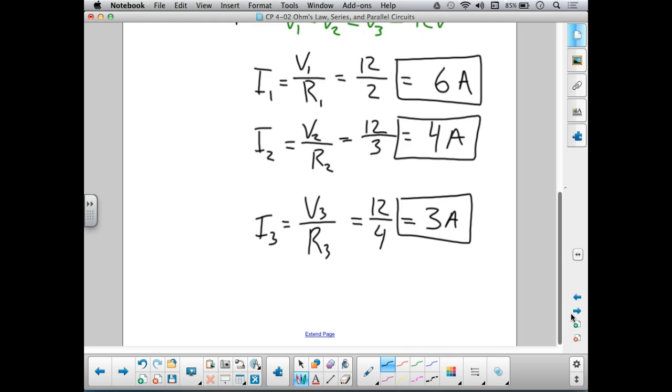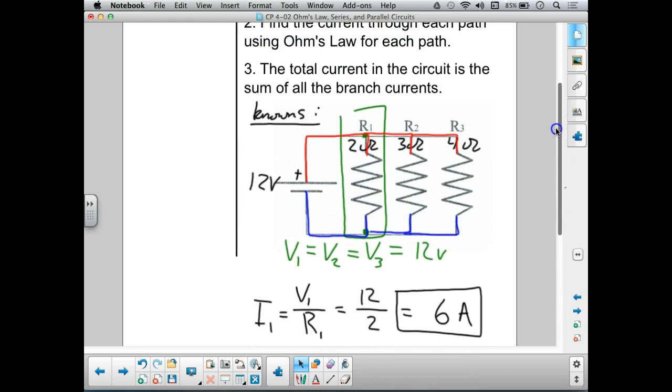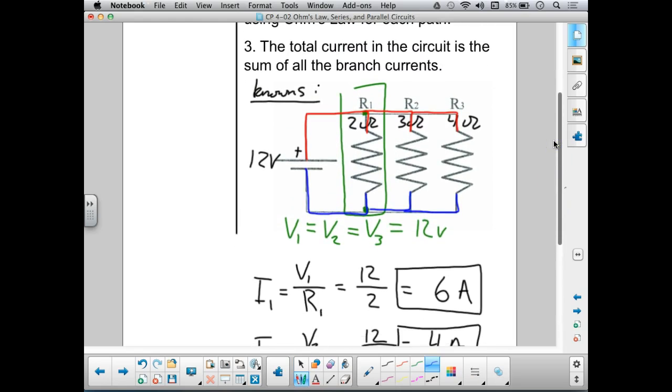Okay, notice that the current through each path is not equal. I've found that the current here is 6 amps, the current here is 4 amps, and the current here is 3 amps. And take a look at the pattern that we see. The greater the resistance of the path, the lower the current through that path, which kind of makes sense in a physical way. So think about it.